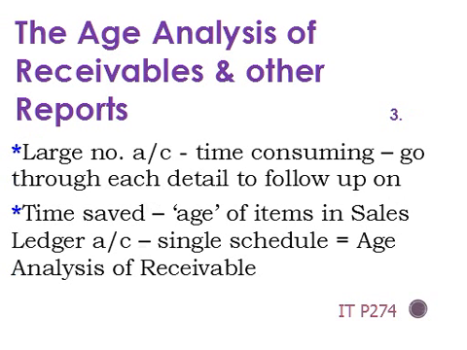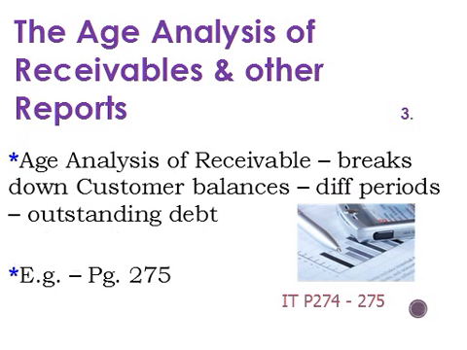If a business's sales ledger has a large number of accounts, it will be time-consuming to go through each detail, looking for items to follow up on. A lot of time can be saved by having a summary of the age of items in the sales ledger accounts in a single schedule. That schedule is known as an age analysis of receivables. An age analysis of receivables gives a breakdown of customer balances for different periods of outstanding debt. For an example of what an age analysis looks like, see page 275 of your interactive text study guide.